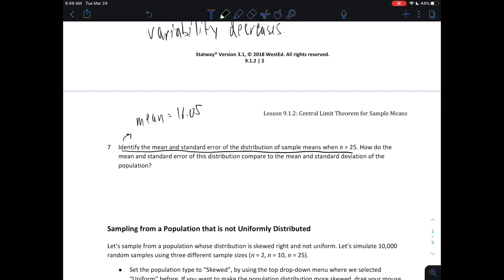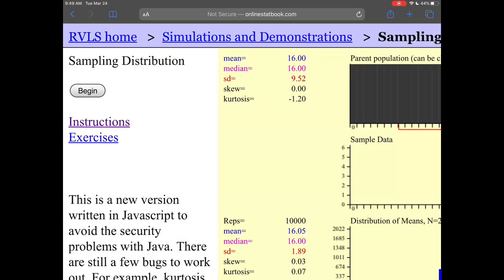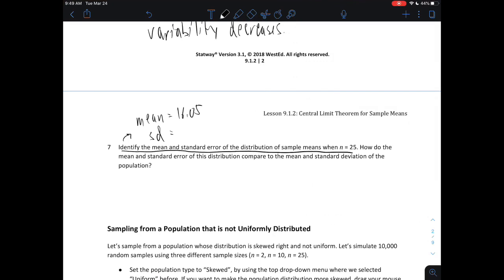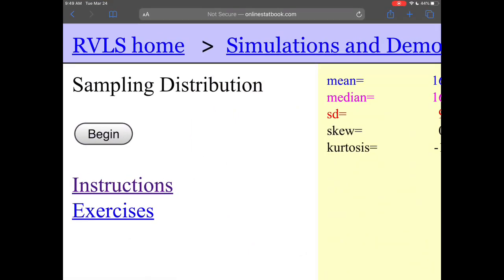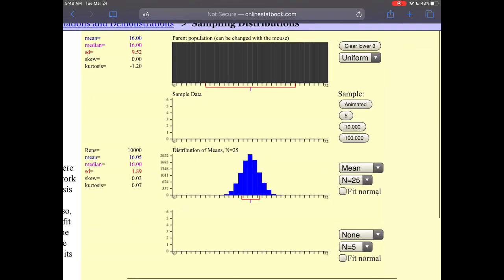And the standard error or standard deviation, that is 1.89. How do the mean and standard error of this distribution compare to the mean and standard deviation of the population? If we go back to the population graph, the uniform graph, we can see that the mean there was 16 and the standard deviation was 9.52.